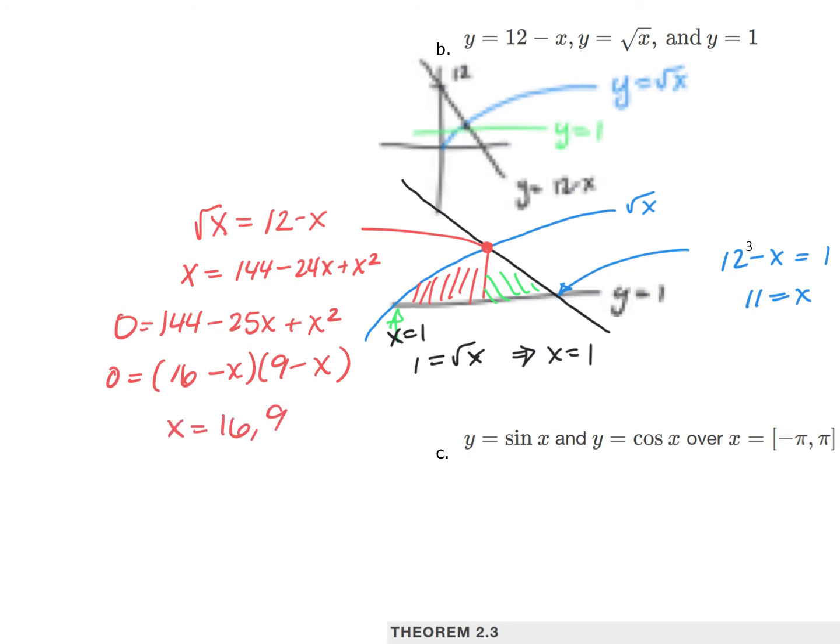Now you do have to go back and check, and you can see that when you put in 16, this is an extraneous solution. So even though you have a solution, you have an extraneous solution. So my last place in which this crosses is when x is equal to 9.